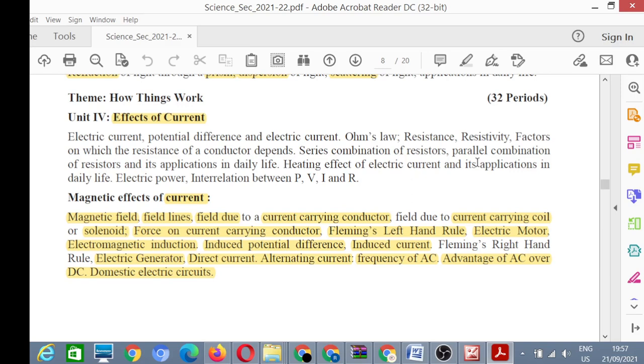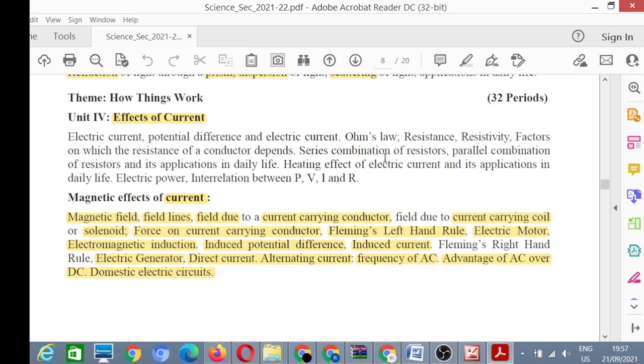So, resistivity of a material always remains constant. It means it is a material property, but resistance depends on length and area. If length is increased, resistance will increase. If area is increased, resistance will decrease. Now, factors on which the resistance of a conductor depends. So, these are factors, R is equal to rho L upon A.